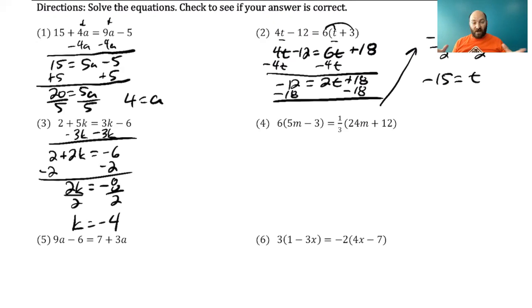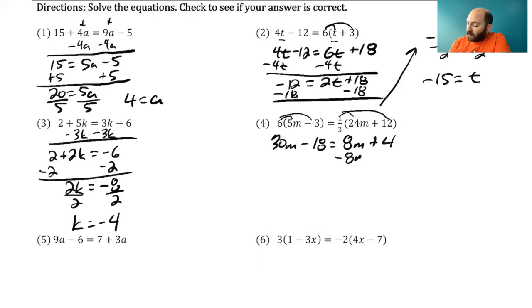Every time I've done this, I've made sure to get all my variables to one side and my constants to the other. Again, same thing here. I have to distribute because I've got m on both sides of the equation. So 6 times 5m is 30m. 6 times -3 is -18. 1/3 times 24 is going to give me 8m. 1/3 times 12 is going to give me a 4.